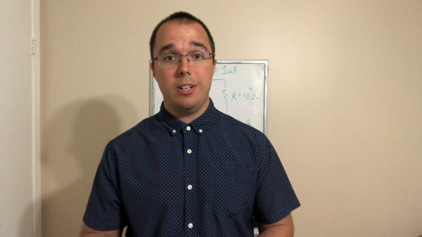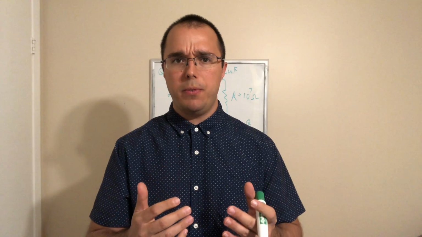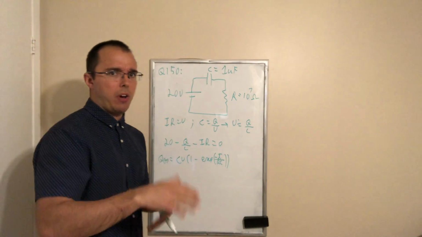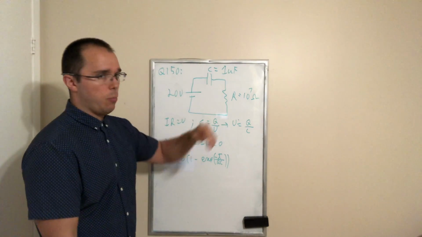All right, hi everyone. This is the last example from chapter 7. It is question 155. In question 155, we are going to be charging a capacitor. So we have a voltage, a capacitor, and a resistance.